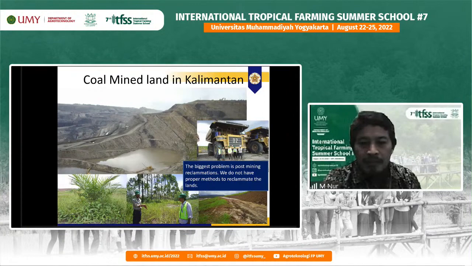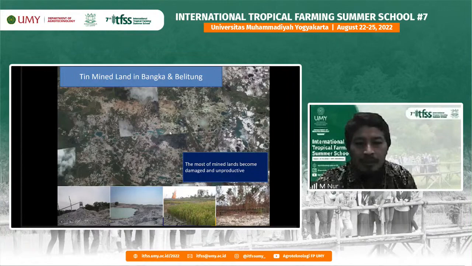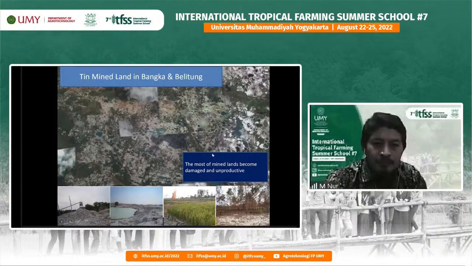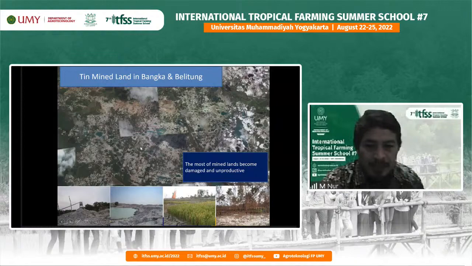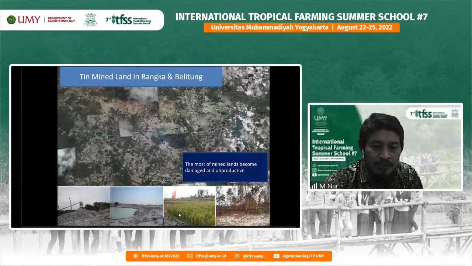And also in this area, also in Bangka and Belitung, this one is tin mining. In a lot of areas, we get ponds like this one. This land is damaged and unproductive. I have experience from one farmer who tried to cultivate rice here, but the productivity is very low.